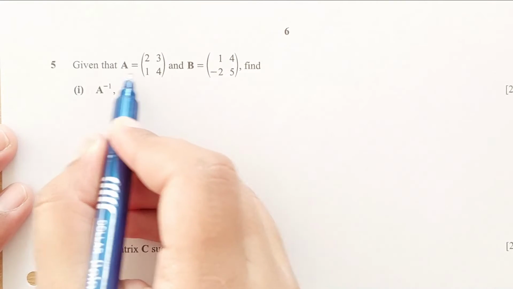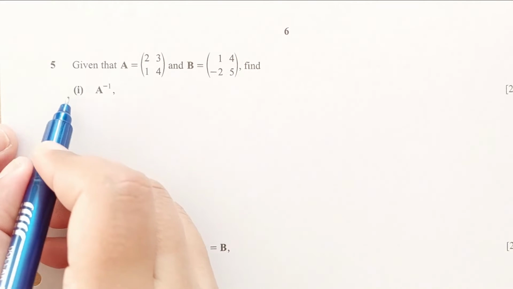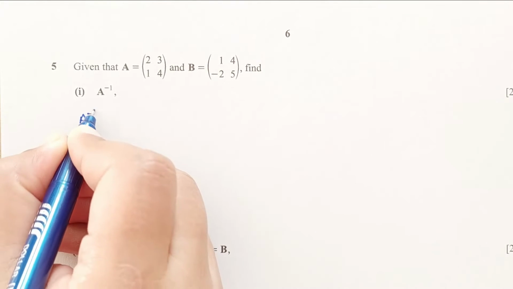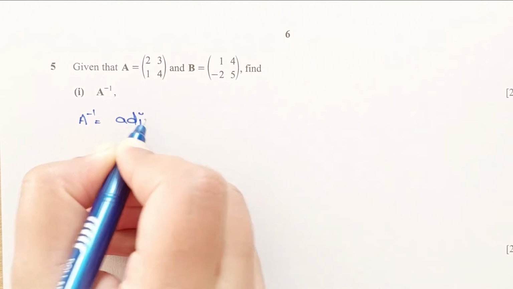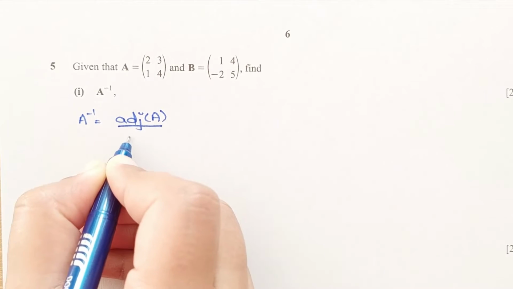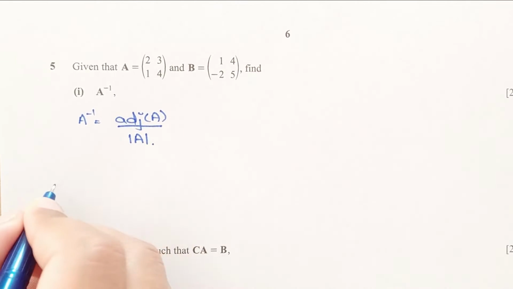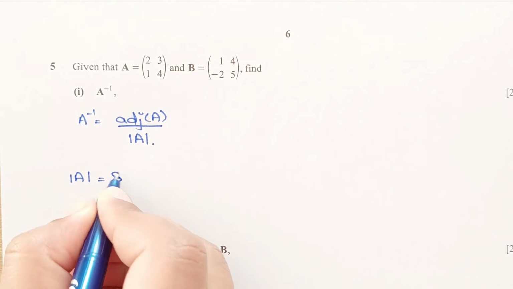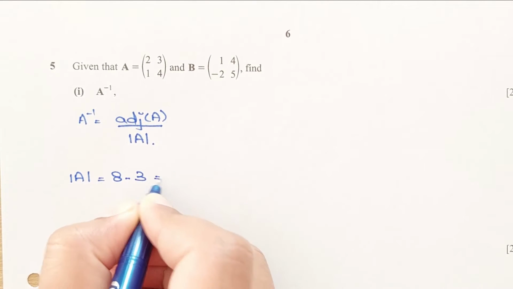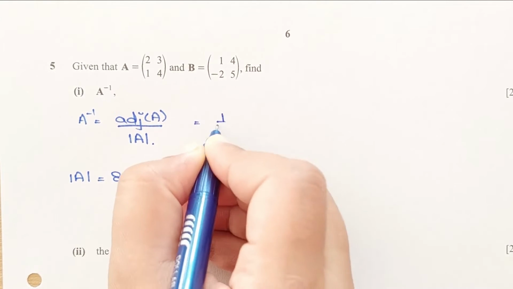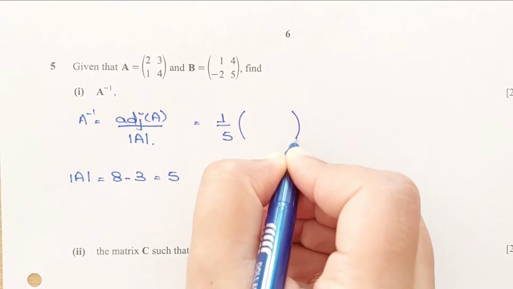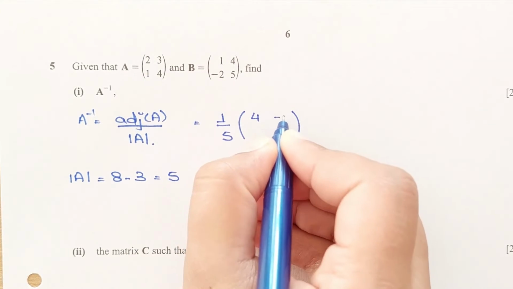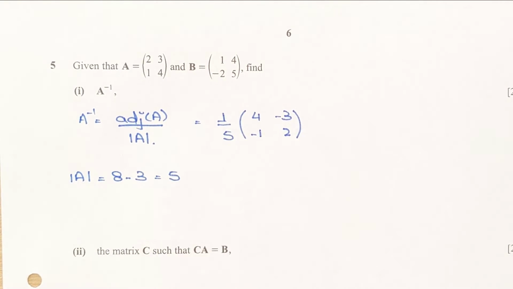Question number 5, given that matrix A equals this and matrix B equals this. Part 1, find A inverse. Okay, so A inverse equals the adjoint of A divided by the determinant of A. So first let me solve the determinant of A. The determinant is 2 times 4 is 8 minus 1 times 3 is 3, so this equals 5. So we have 1/5. Here we change the positions, 2 and 4 become 4, 2, and change the sign of 3 and 1, minus 3 and minus 1.